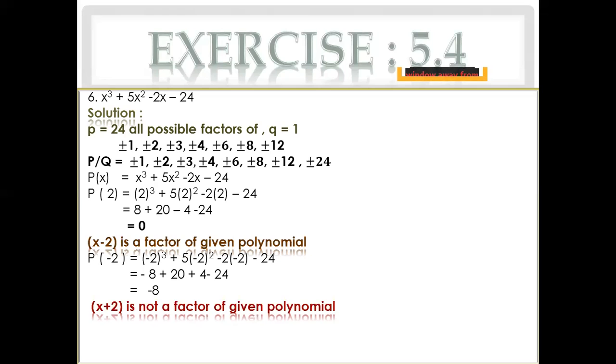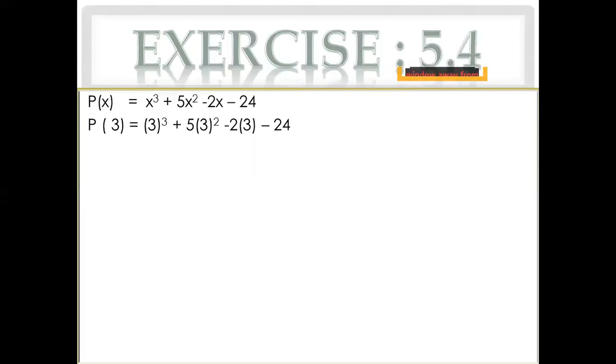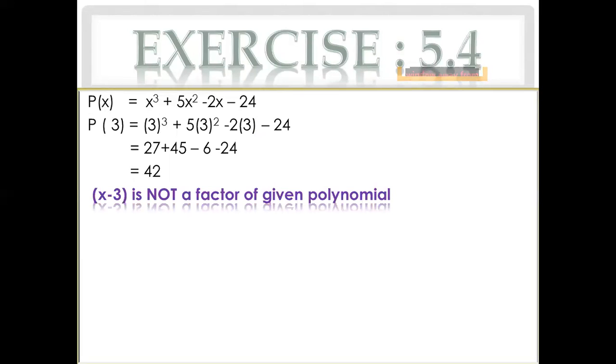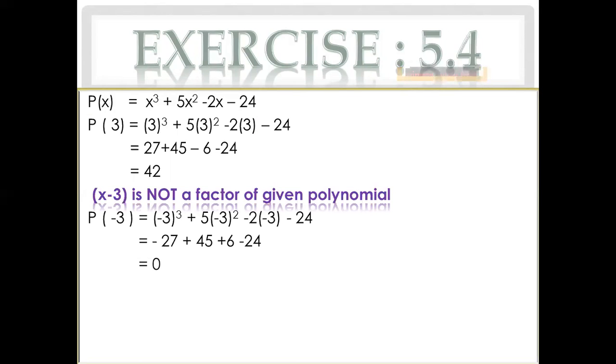But x plus 2 is not a factor of the given polynomial because we have the remainder minus 8. Then it is the turn of the next factor, which is 3. 3 cubed plus 5 times 3 squared minus 2 into 3 minus 24. Again, the remainder is 42, so x minus 3 is not a factor of the given polynomial.